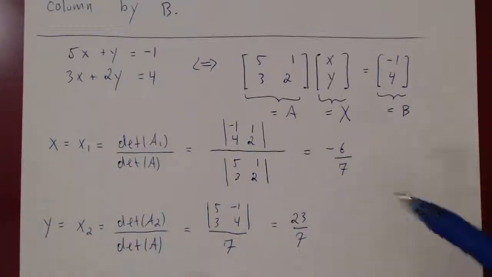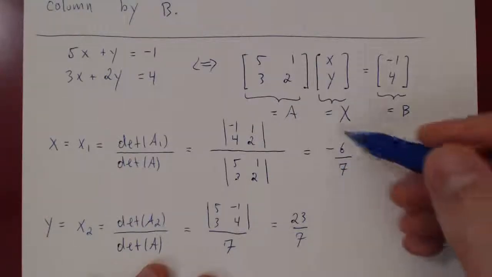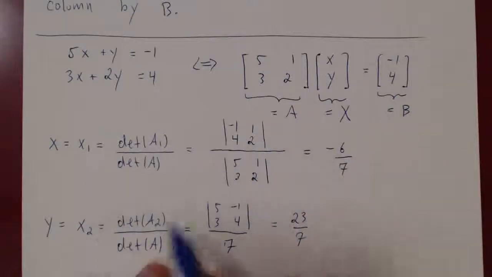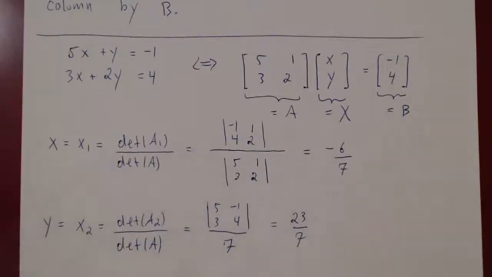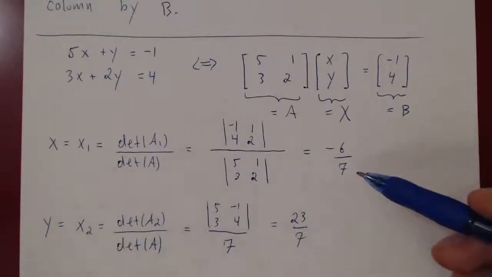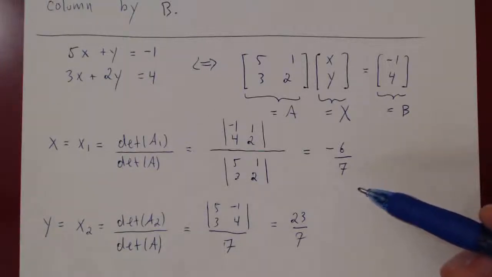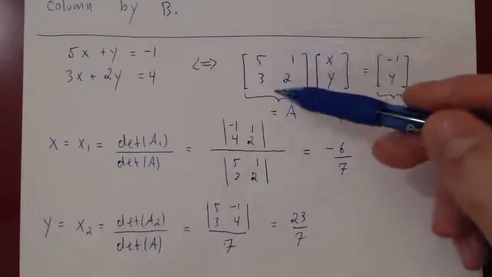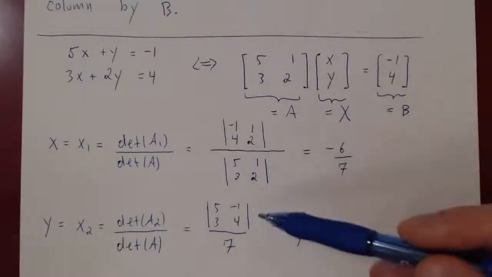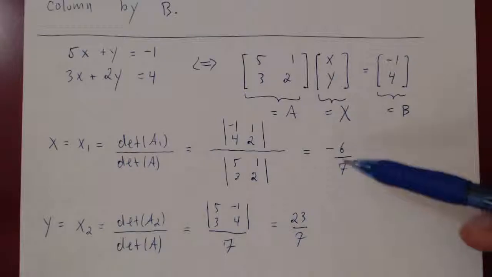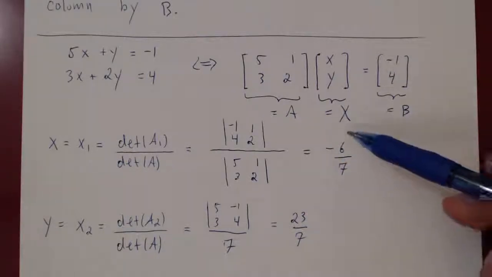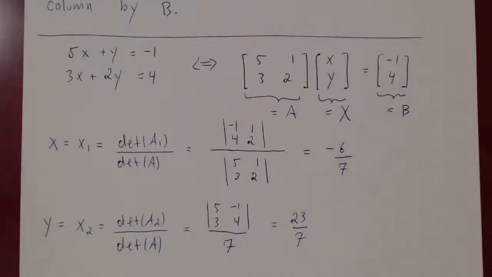One last comment is, you see, even though at the very end we had a fraction over 7, nowhere in the calculations did we have to handle fractions. They just pop up at the end. And that's one nice property of Cramer's rule. If your system consists of integer values, you'll never have to deal with fractions, even though at the very end, the answer may include fractions. And that is Cramer's rule.